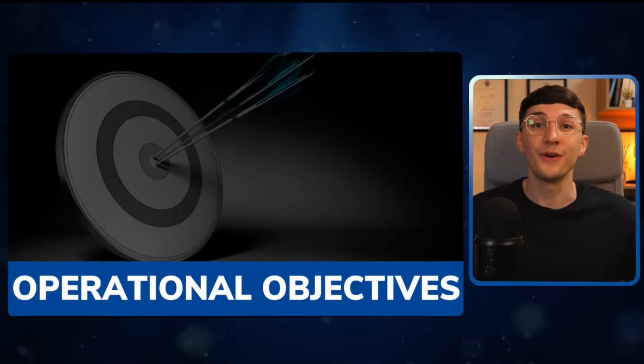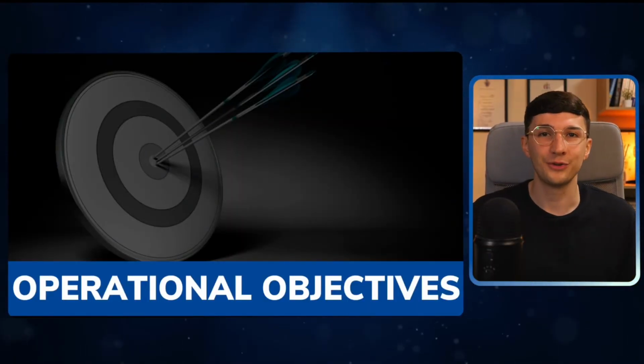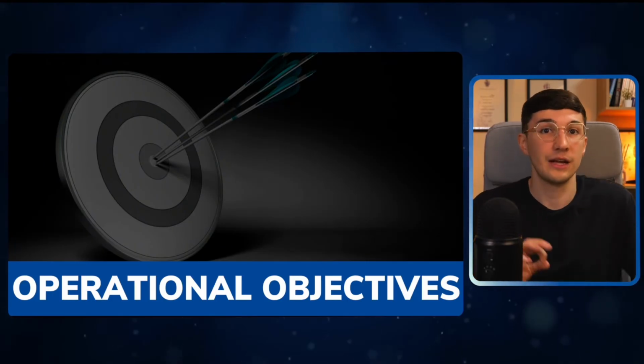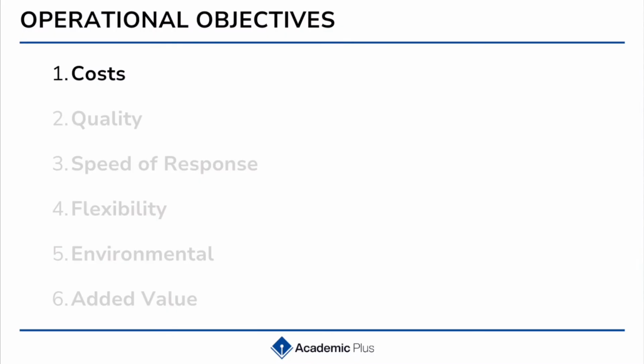Let's get into it. The first topic of this revision video that we're going to take a look into will be the different objectives that a business may set in regards to their operations. Now, we've got several different ones, and what we're going to do is explain each of them, starting off with costs.